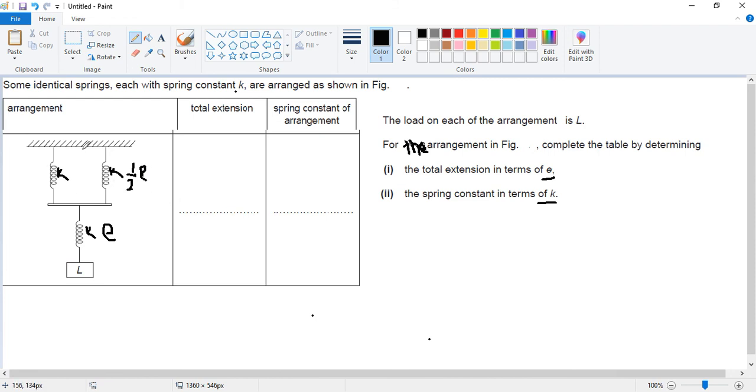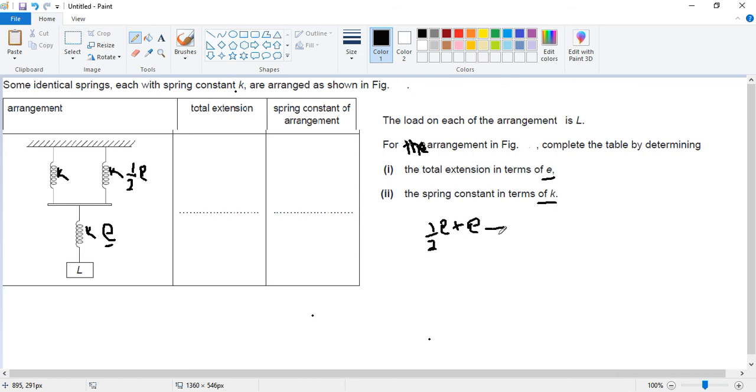So here the extension should be a half E. For the system in parallel, the total extension is a half E. The extension reduces, it becomes smaller than the extension of just one individual spring, because this one is alone, so its extension will be E. So what is the total extension? The total extension there will be a half E plus E. Let me see, a half E plus E.